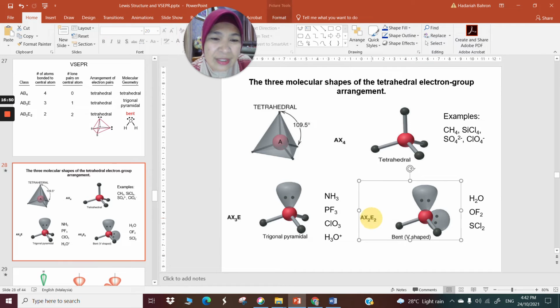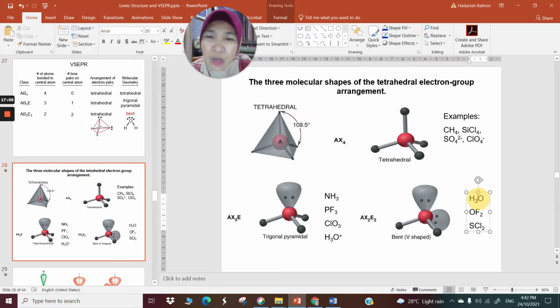And if another of the bonding pairs is replaced by a lone pair of electrons, making a situation of AX2E2, you get a V-shaped molecule, and a common example of that is water, or OF2 or SCl2.